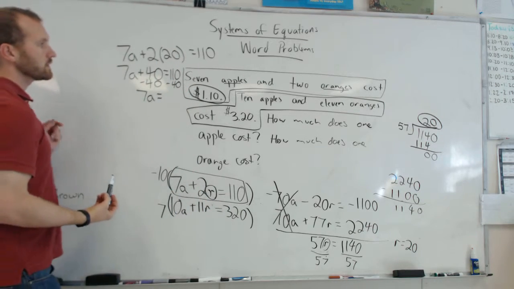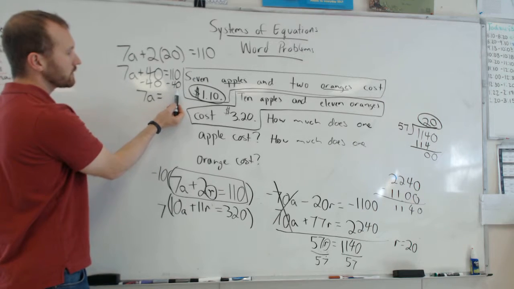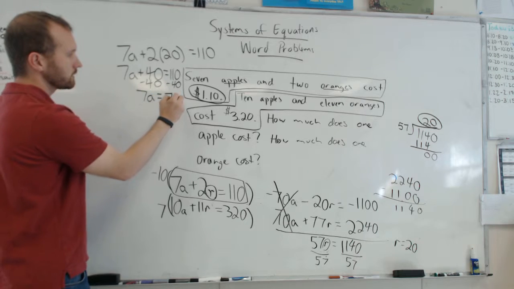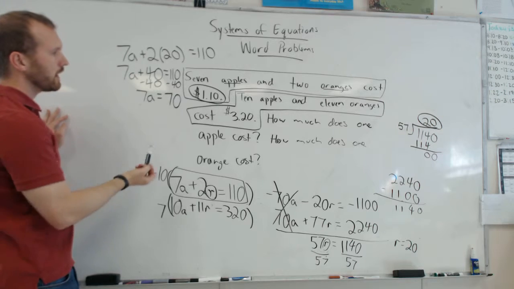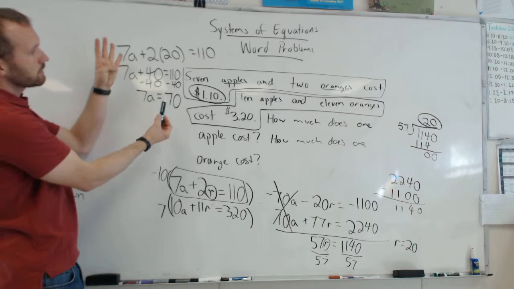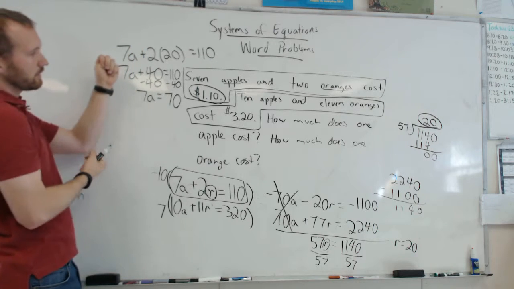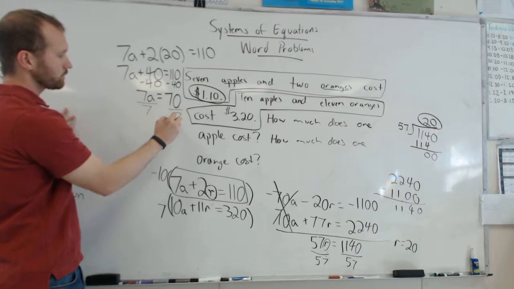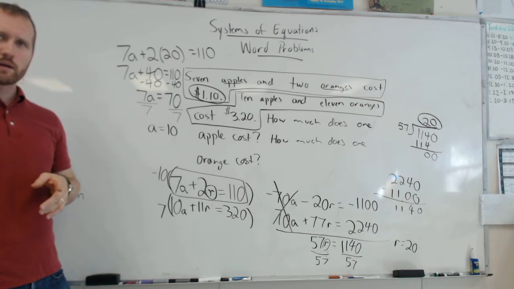Let's see. 110 minus 10 is 100. And then there's 30 more left to subtract. So 100 minus 30 is 70. If you count down by tens, we go 100, 90, 80, 70. Another way of doing it. Now divide by 7. A equals 10. Am I done? Yeah.